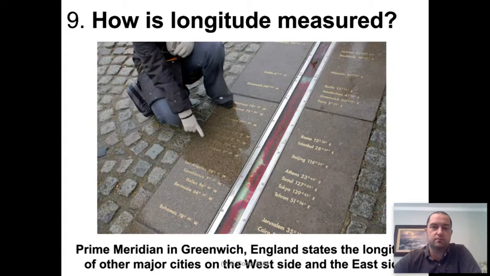Here's a marker in Greenwich, England that indicates where the prime meridian is located. And then you can see on either side of it how many degrees it is to each location.